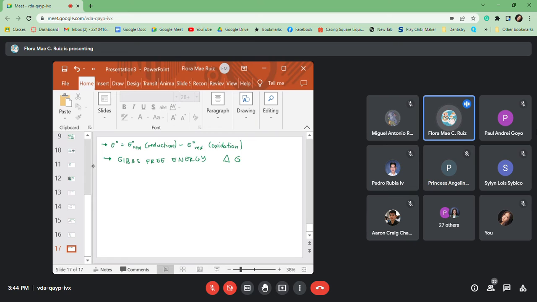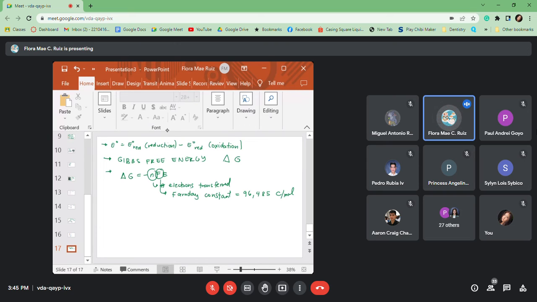Okay, so how do they relate? Your delta G is equal to negative nFE. Your n here is the number of electrons transferred, and your F here is the Faraday constant. Faraday constant is 96,485 coulombs per mole. Okay, and your E is your cell potential.